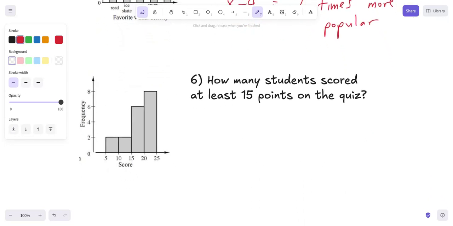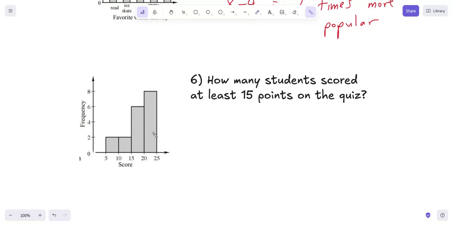All right, next, number 6. How many students scored at least 15 points on a quiz? So I'm looking at my chart. I can see I have number ranges, so this must be a histogram. Again, there's no gaps between the bars. So that's another way to tell this is a histogram.